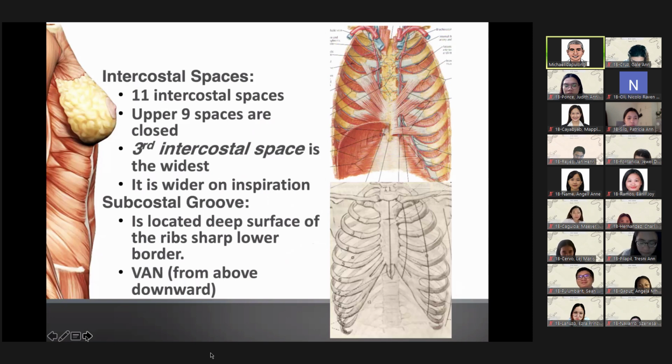Okay. So what about your intercostal spaces? Now, your intercostal spaces will be the specific areas in between the ribs, and you have 11 intercostal spaces. The upper 9 spaces are closed, and the third intercostal space is the widest, and widest during inspiration. So we've discussed your subcostal group, which is seen at the posterior border of the rib, and this is where your neurovascular bundles are seen.